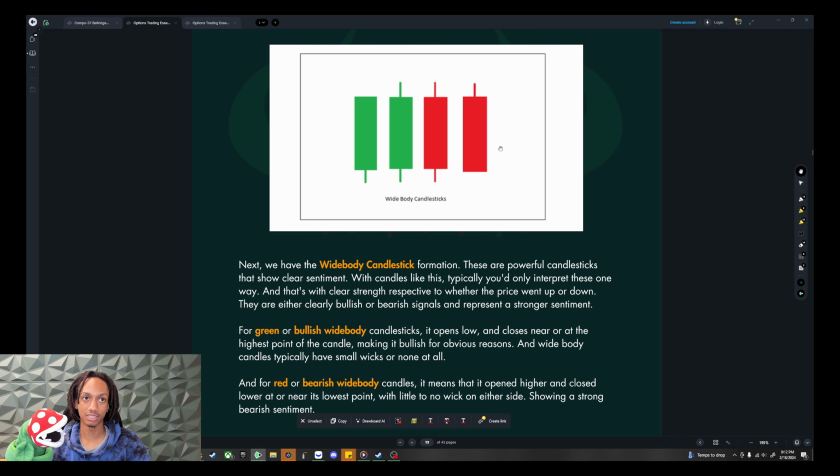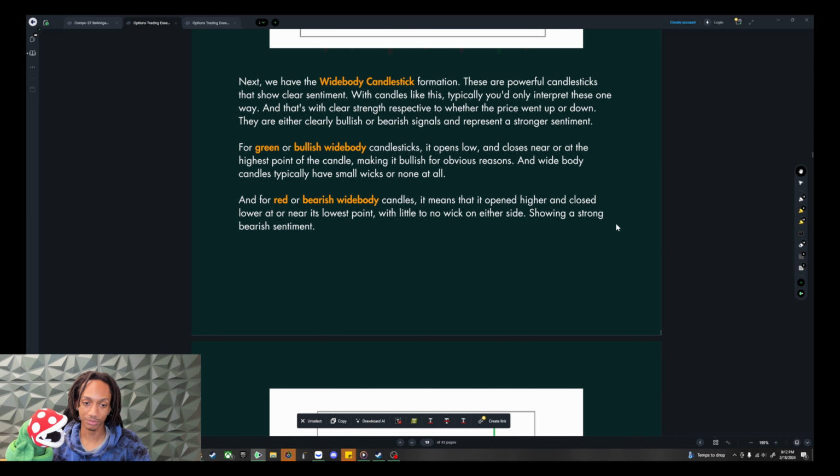Yeah, I made this diagram right here too. Every diagram is made by Reed.